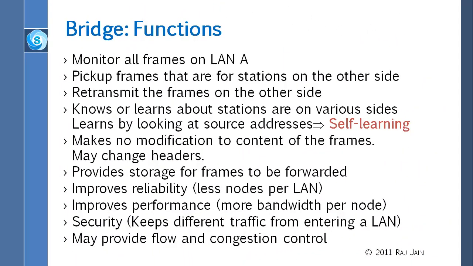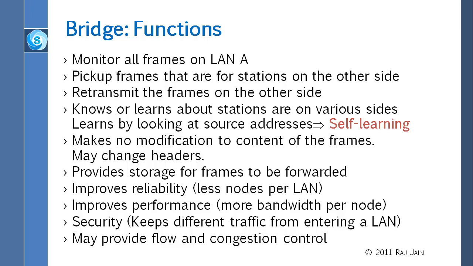So bridges monitor all frames on LAN A, pick up the frames that are for the stations on the other side, retransmit the frames on the other side, and learn about the addresses, and that is why we have self addresses. They make no modification to the frames. So they don't put their address as the source address. Even though they are transmitting on the other side, the source address is still the same as before. Okay, so no modification. They are totally invisible.